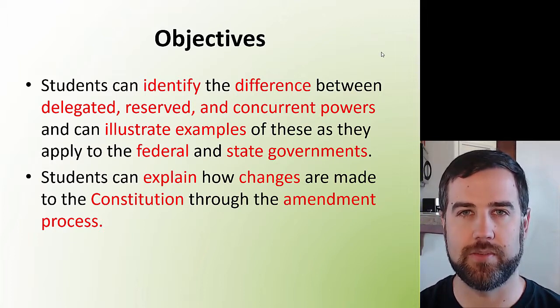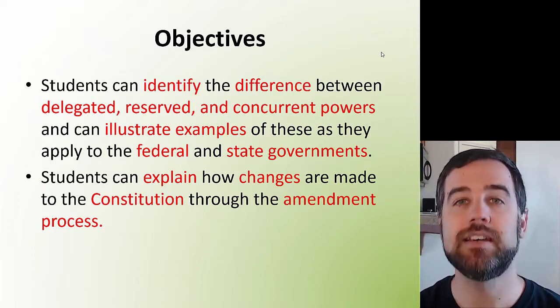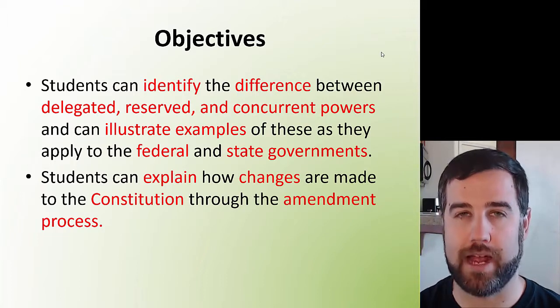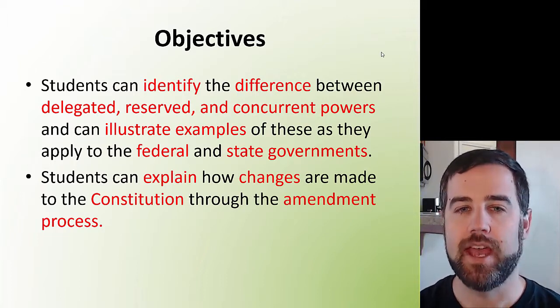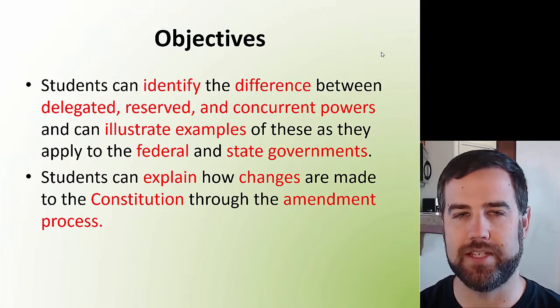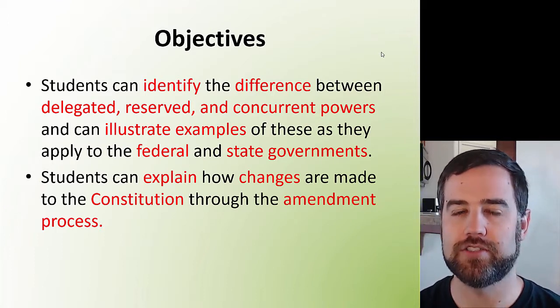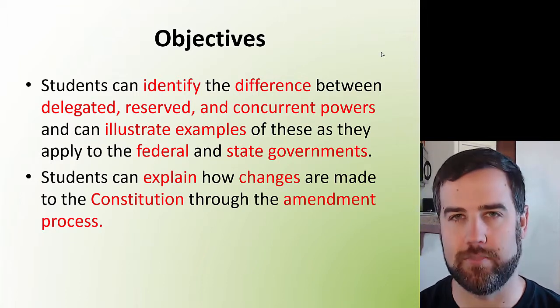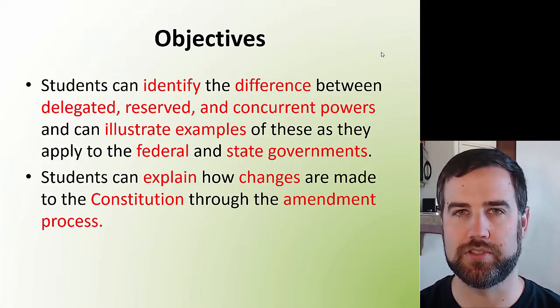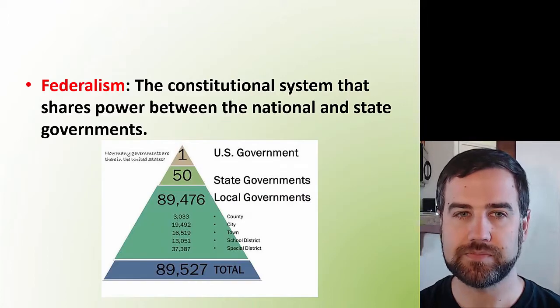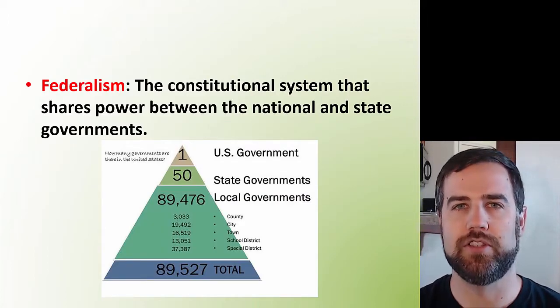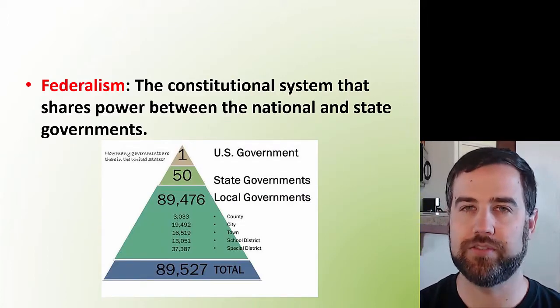So two objectives, so make sure to write these down. The first is that as a student you can identify the difference between delegated, reserved, and concurrent powers. I'll talk about that later. And that you can illustrate examples of these as they apply to the federal and state governments. And then also I want you to be able to explain how changes are made to the Constitution through what's called the amendment process.